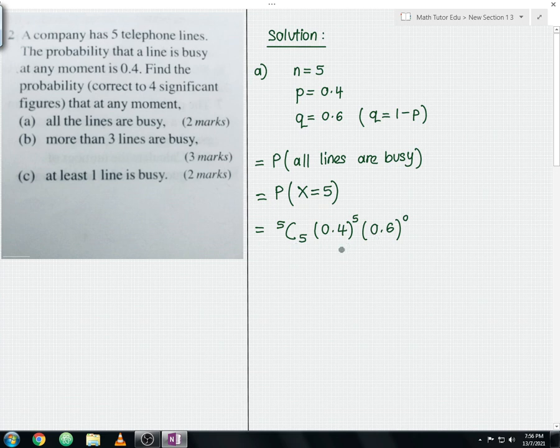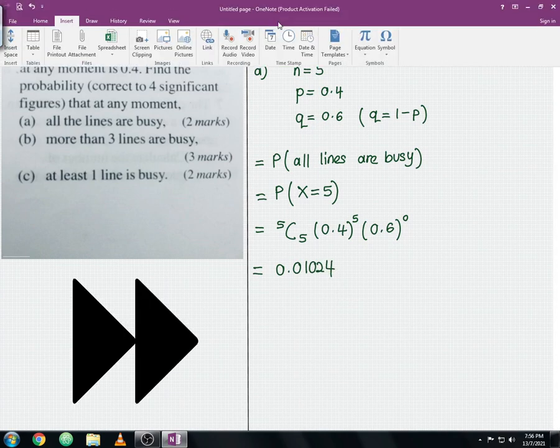So you calculate this, and from here you should get your answer, 0.01024. Let me underline the solution for question part A.